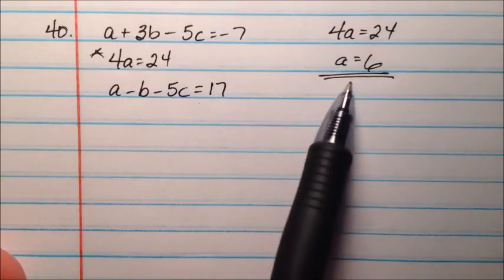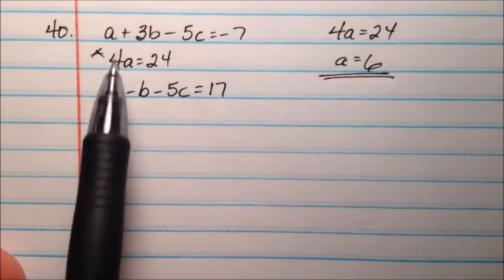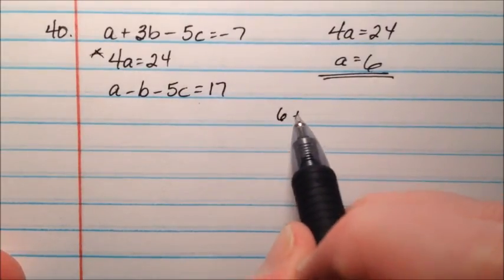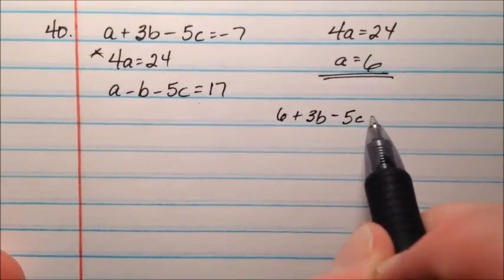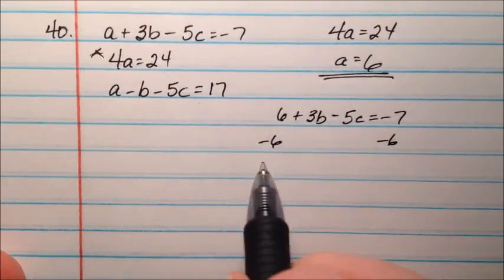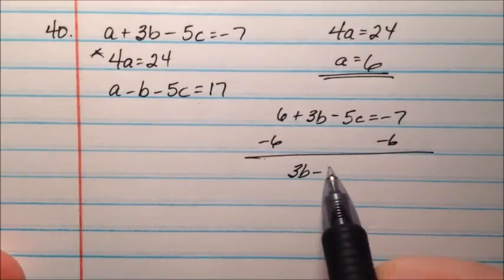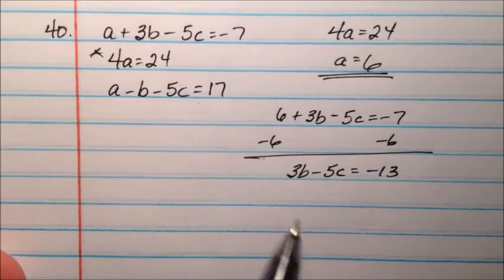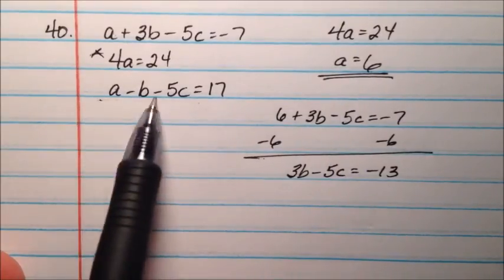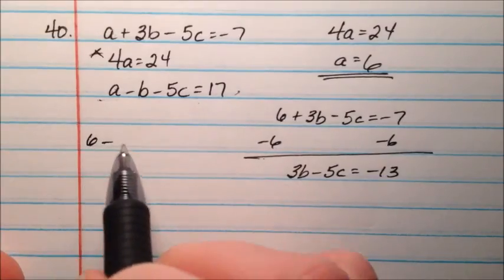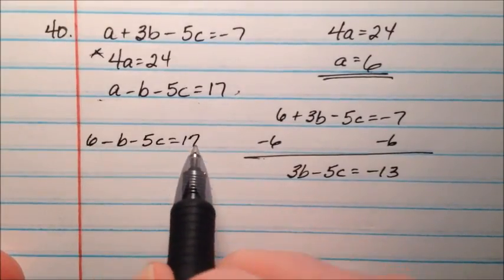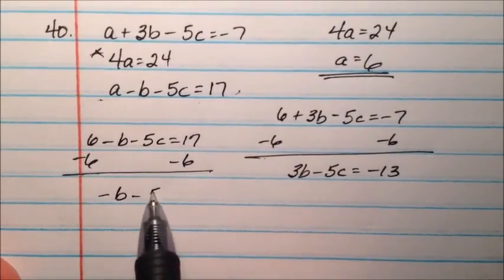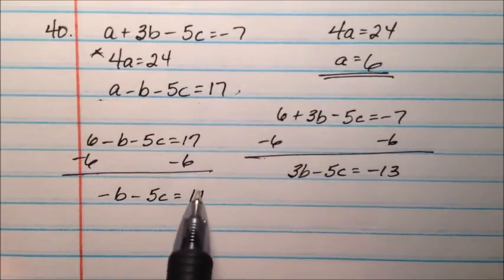Okay, so what we can do now is go ahead and plug that A equals 6 into these other two equations. So A plus 3B, well, this will end up being 6 plus 3B minus 5C equals negative 7. And if we subtract 6 from both sides, we'll get 3B minus 5C equals negative 13. Okay, we can also plug 6 into A for this equation, and we'll get 6 minus B minus 5C equals 17. Same thing, subtract 6 from both sides, we get negative B minus 5C equals 11.